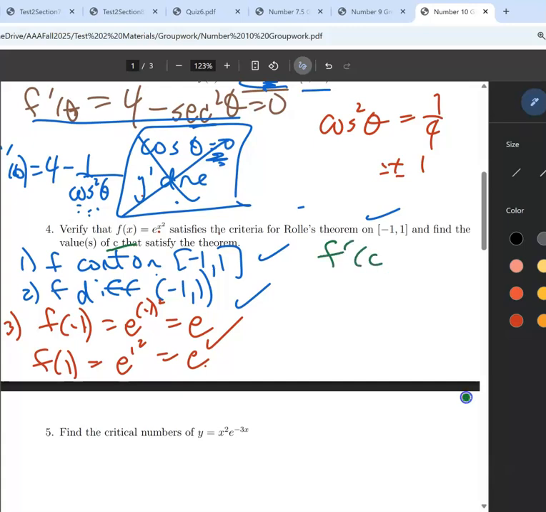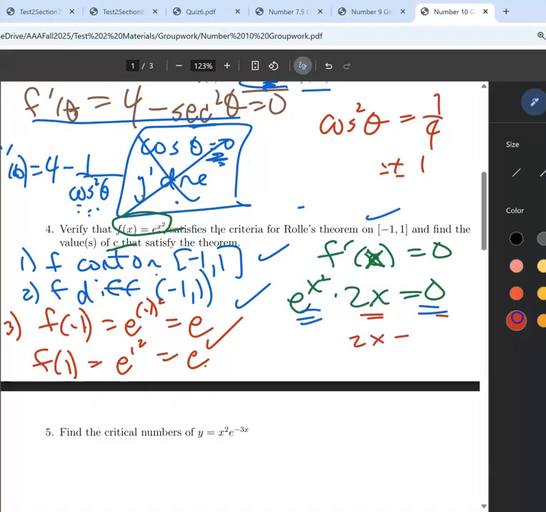So that means I should be able to find where the derivative equals 0. And you don't need to use c here. We can just say, okay, I'm going to set the derivative equal to 0. To take the derivative of this, you know the derivative of e to the stuff is e to the stuff times the derivative of stuff. Set it equal to 0. You know e to the stuff never equals 0. So I'm only left with 2x equals 0. So if 2x equals 0, that means x equals 0. Is x equals 0 in this region between negative 1 and 1? It is. So that's the one value.